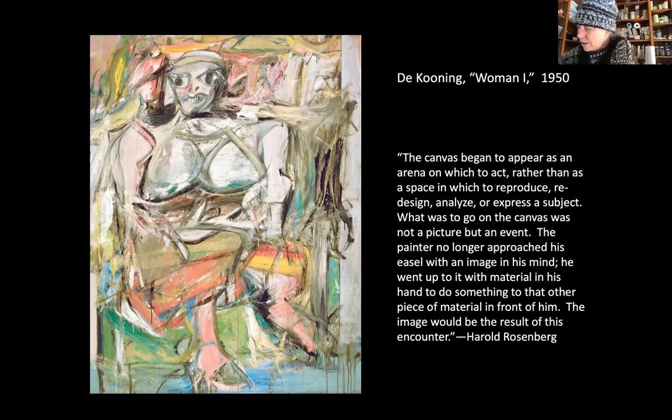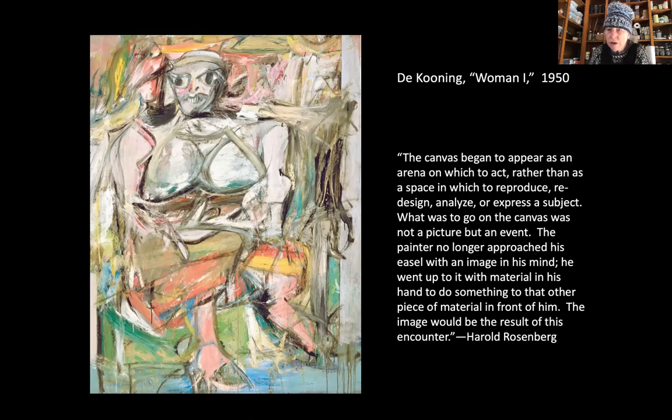But the point here is the whole action painting idea. Okay, so I'm going to read this little quote from Harold Rosenberg, a critic in the 1950s. "The canvas began to appear as an arena on which to act, rather than as a space in which to reproduce, redesign, analyze, or express a subject." That is, instead of painting the Oath of the Horatii, a story from Roman mythology, it's not that primarily. It's a place to do something, to execute a process. "What was to go on the canvas was not a picture, but an event."